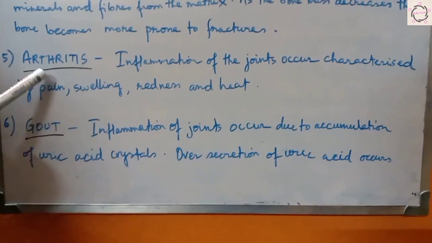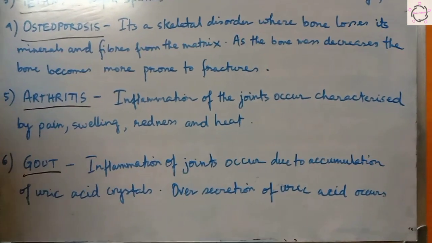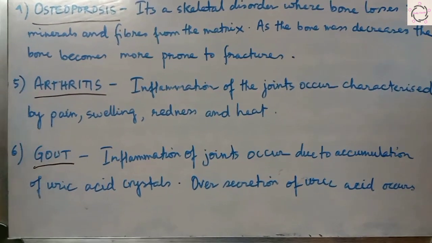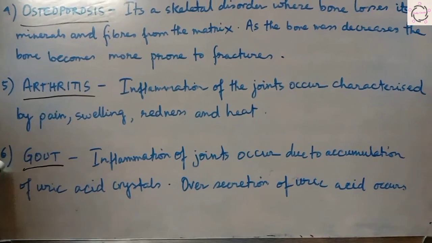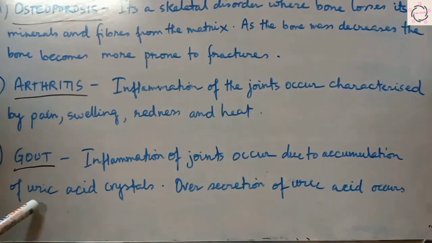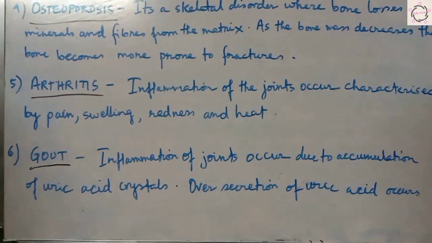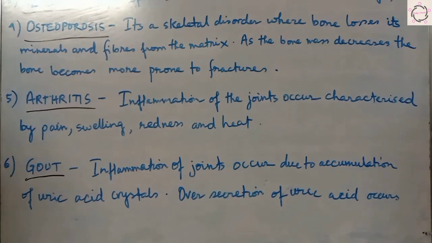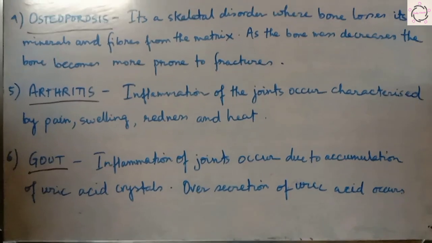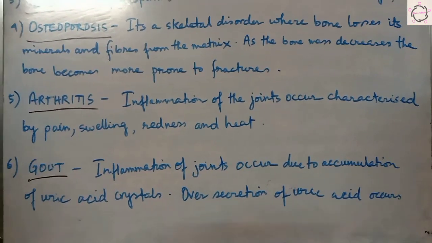Number 5 is arthritis. This is the inflammation of the joints, which is characterized by pain, swelling, redness and heat. And number 6 is gout. Inflammation of joints occurs due to accumulation of uric acid crystals. Now in both the cases, arthritis and gout look similar, but gout is caused due to excess of uric acid. So over-secretion of uric acid occurs in this case.